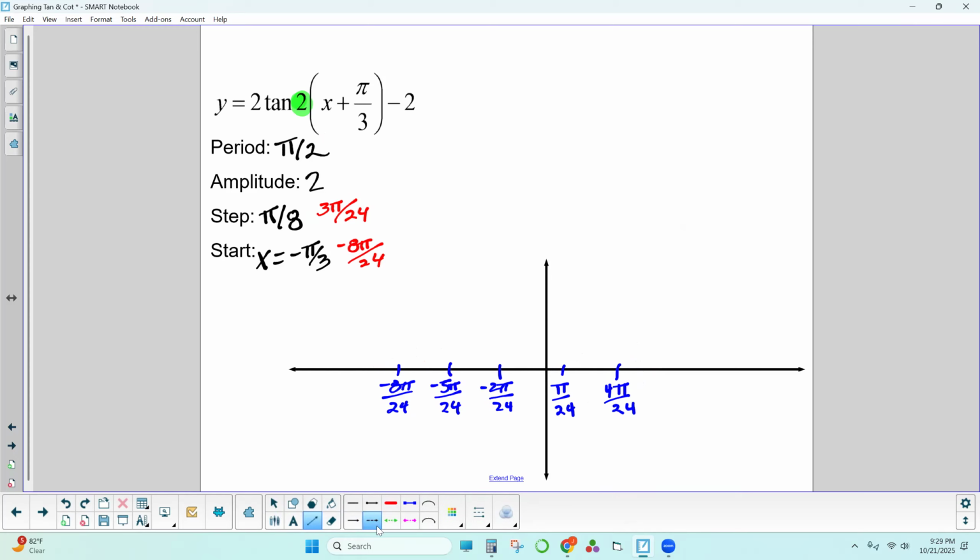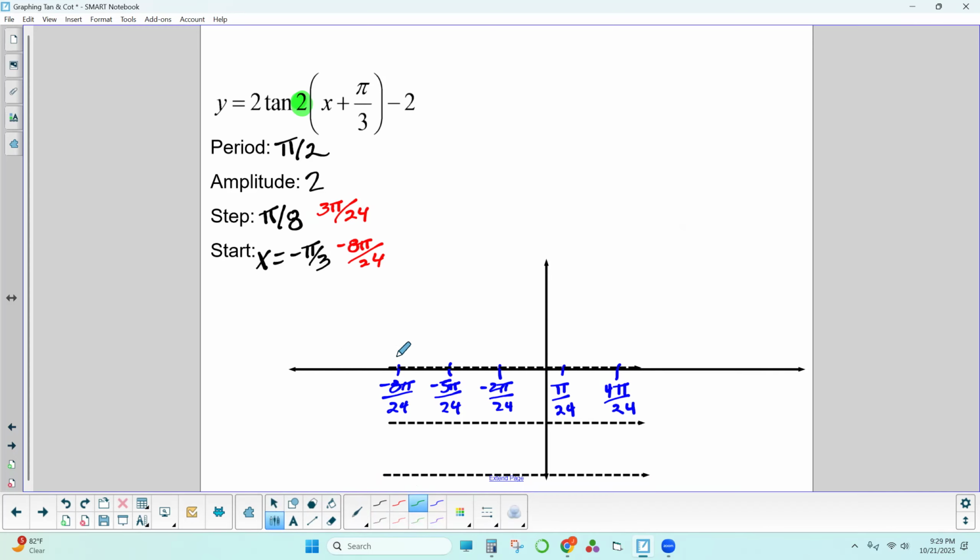And now I'm going to bring in my midline. My midline is going to be at negative 2 because my vertical shift is down 2. And then my amplitude says to go 2 above, so that will be at 0, and 2 below, which will be at negative 4. Okay? Raise that up a little bit. Now you can go ahead and label these. I like to label these on the left. That is y equals 0, y equals negative 2, and negative 4.